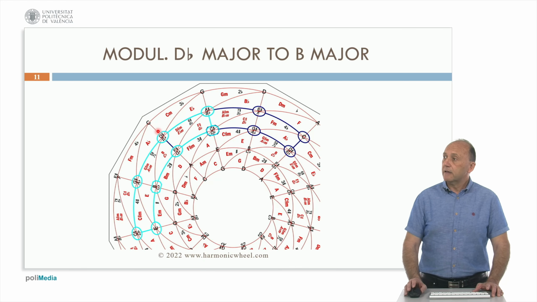Of course, we can use enharmonic keys, for example, for modulating from D flat major to B major, whose tonic is here, and these two will be the pivot chords.